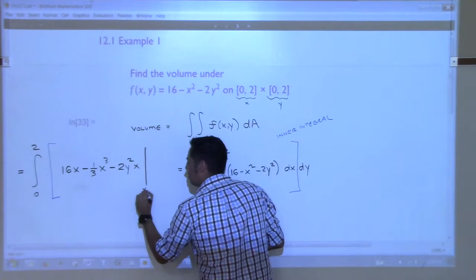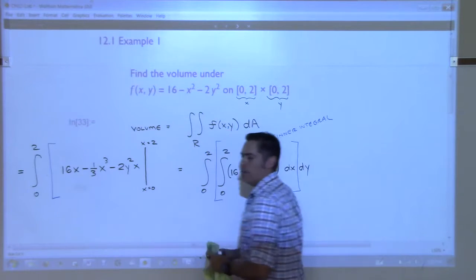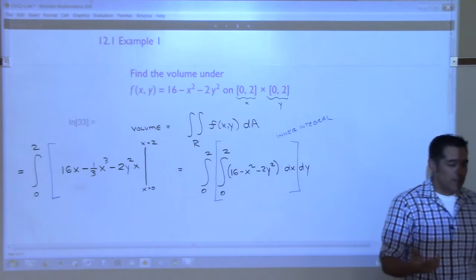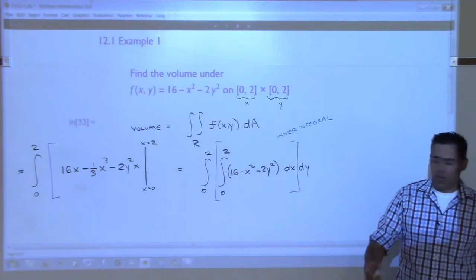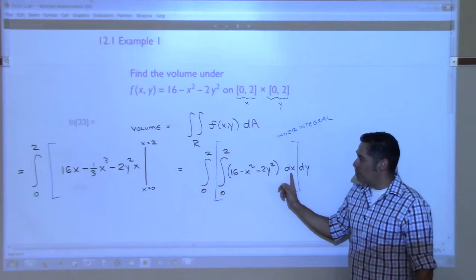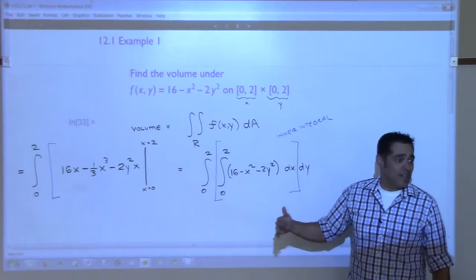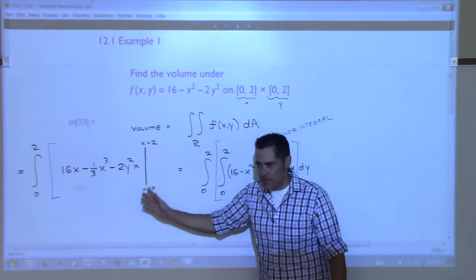I'm going to put x is 0 and x is 2. The reason I put x is 0 and x is 2 is because we have more than one variable here, so we need to know what variable we are replacing with 0 and 2. X, right? Because we integrated with respect to x. You don't want to mix it up and be replacing the y's with it. Back in Cal 2, it didn't matter because it was always x.